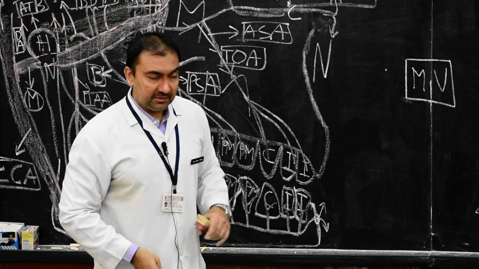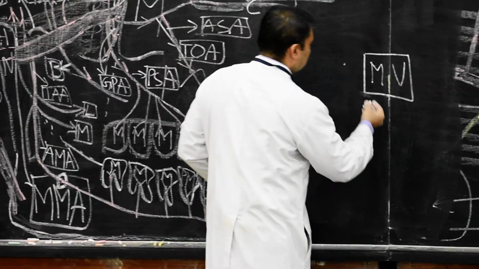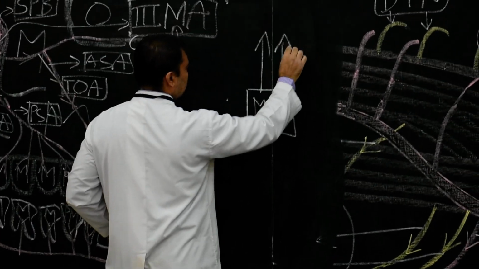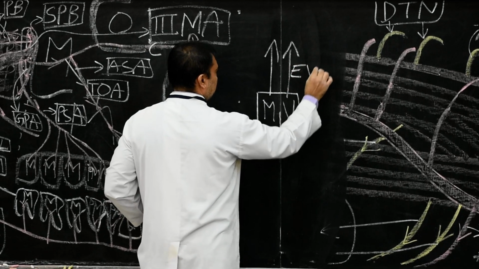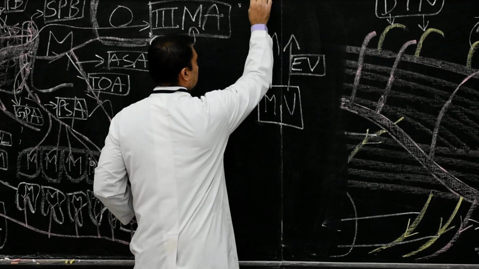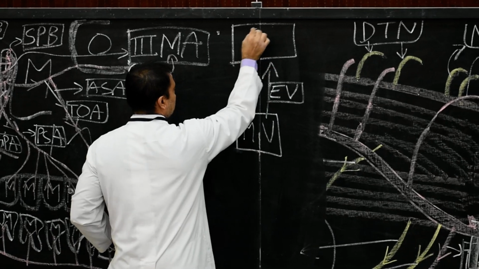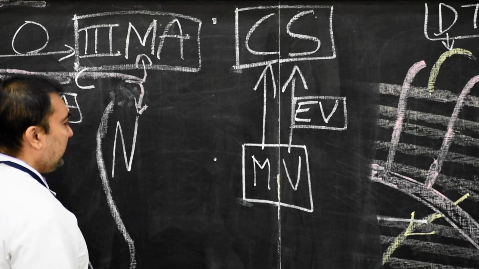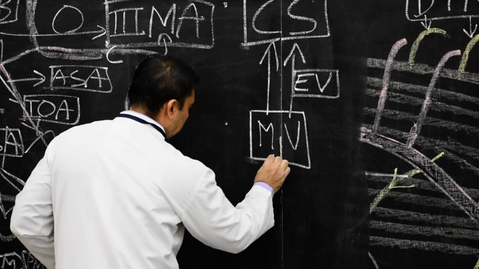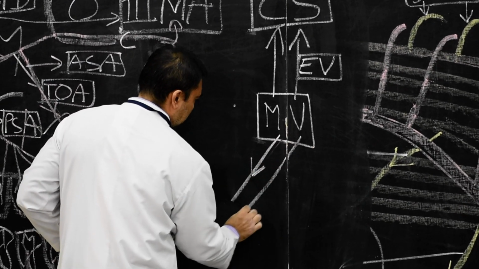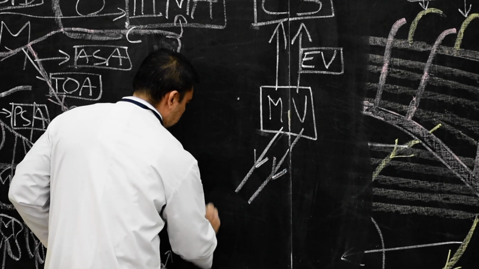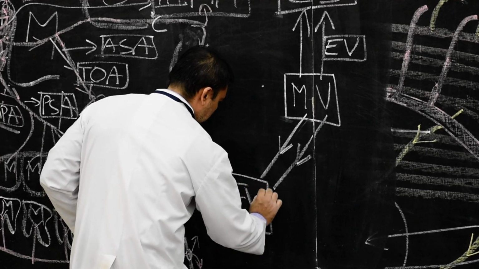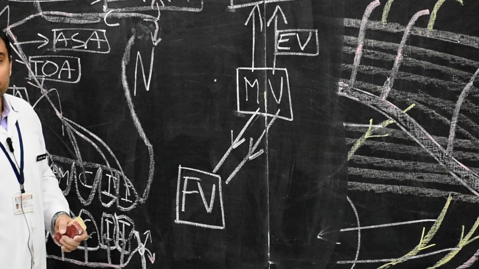Now, communications, flow chart. This maxillary vein is connected superiorly through emissary veins to the cavernous sinus. The same maxillary vein will be communicated antero-inferiorly to the facial vein through the deep facial veins.